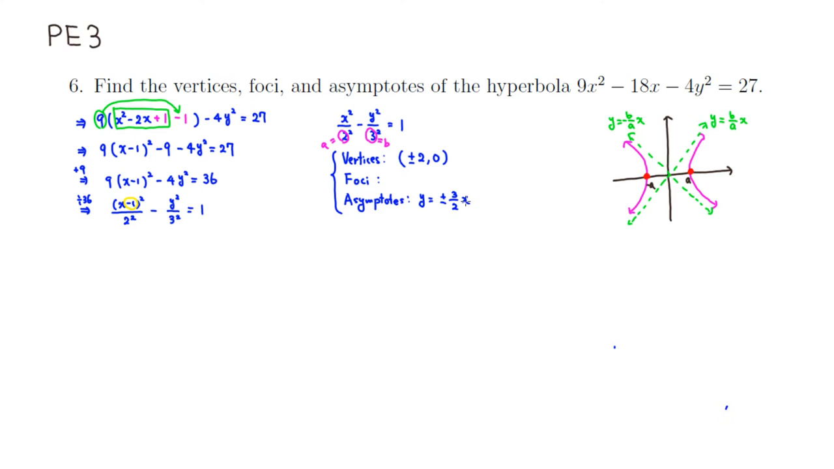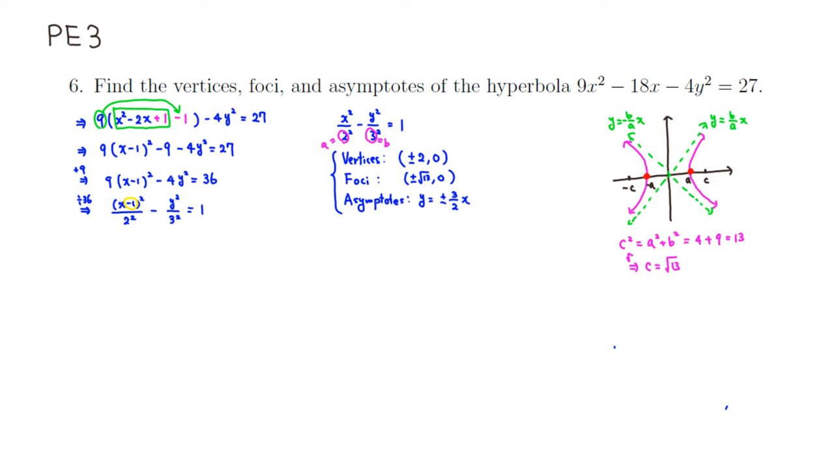The foci are going to be sitting somewhere around here, c, and here another negative c. The way to get c is it satisfies the equation c squared is equal to a squared plus b squared. a squared is 4 and b squared is 9, so this is 13. Taking the square root, c is the square root of 13, a positive value. So the foci are at positive and negative square root of 13, comma 0. That's the simpler one without the shifting.